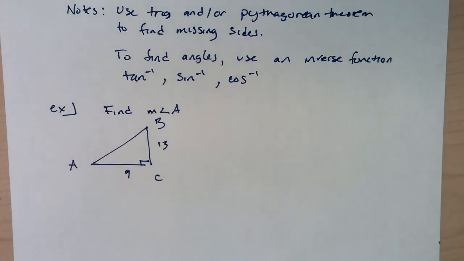All right, so for example, in this diagram here, I have my right triangle ABC. I've given the side lengths of AC and BC, 9 and 13 respectively. I just want to find the measure of angle A right now. Even though we can technically solve this right triangle, which means find the missing side, in this case side C, and then both of the missing angles, angles A and B, right now, just so we can get used to using an inverse function, I just want to find the measure of angle A.